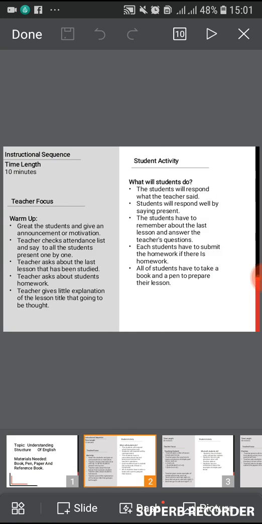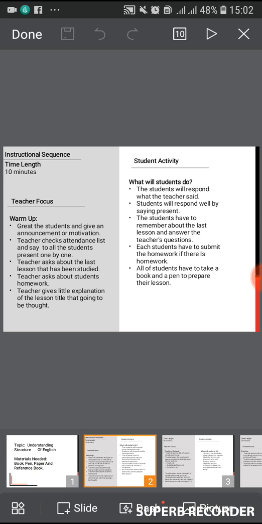All right, next slide. Actually, in a lesson plan, there are several types. They are warm up, teaching contents, and the others. But for the first time, I would like to tell you about warm up. The timeline is 10 minutes.